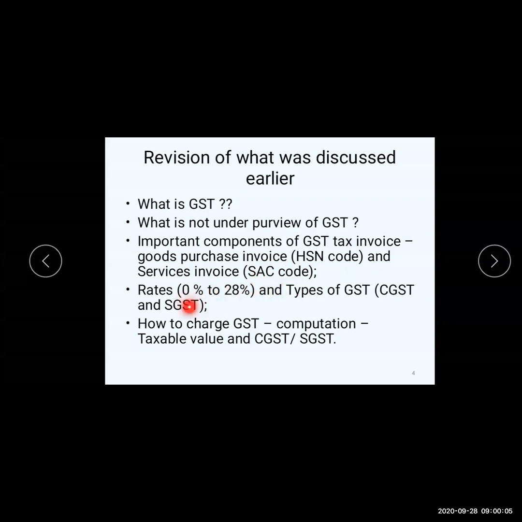Then rates of GST we have seen: 0%, then 5%, 12%, 18%, 28%, like this. We have seen the slabs of GST. Then we have seen the types of GST, that is CGST and SGST, and how to charge GST, that is how to compute the taxable value, and CGST, SGST. This we have learned in the earlier part of the chapter.